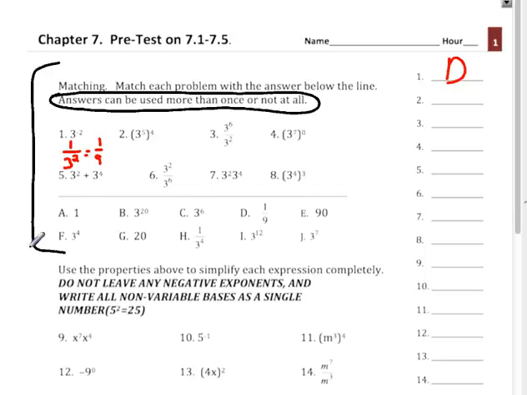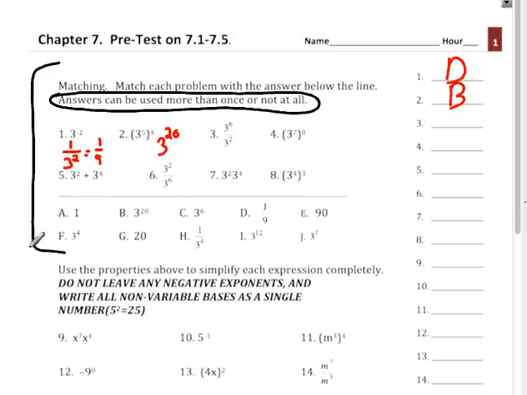Number two, this is our power of a power rule. Okay, power of a power, that is when we end up multiplying our exponents together. So we're going to end up with 3 to the 5 times 4, or 3 to the 20. So looking down at our answer bank, that would be option B.